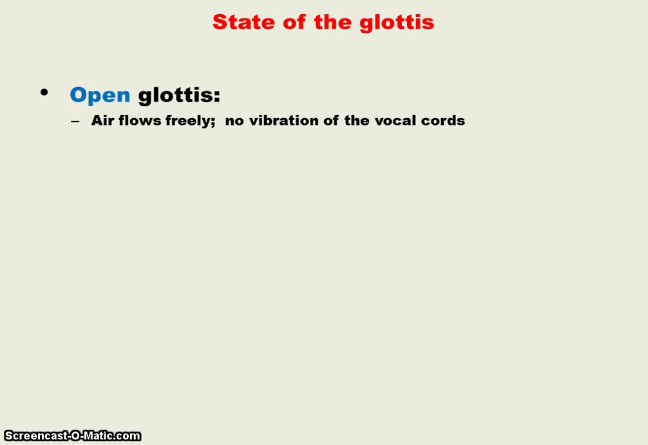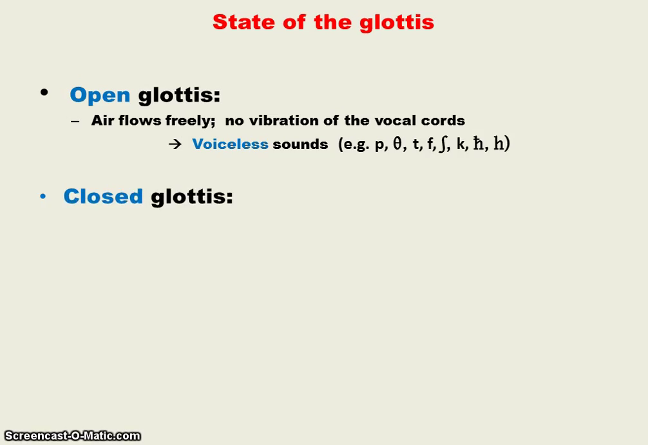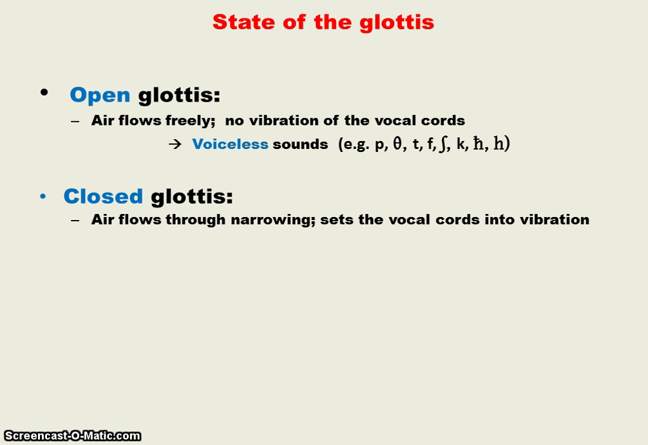Let's now move on to voicing. Voicing generally depends on the state of the glottis. If the glottis is open, the air flows freely and there is no vibration of the vocal cords. The sounds that are articulated this way are generally voiceless sounds. The second configuration is that the glottis is closed. In this case, the air flows through a narrowing, which sets the vocal cords into vibration. The sounds we articulate this way are voiced.